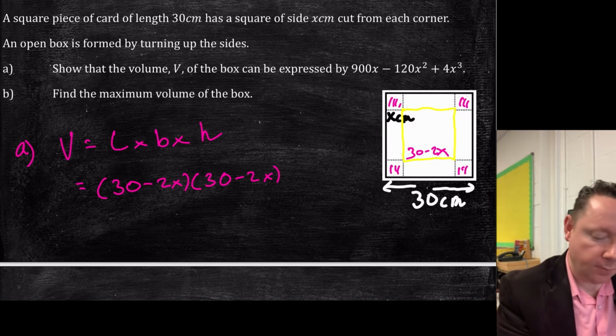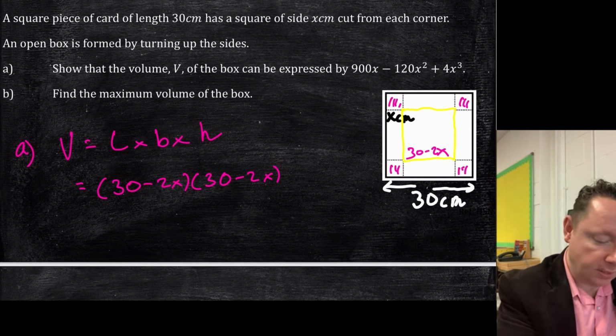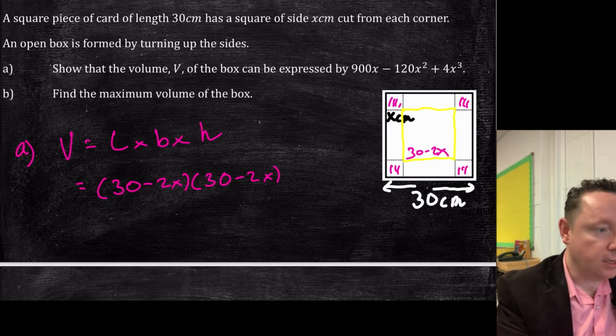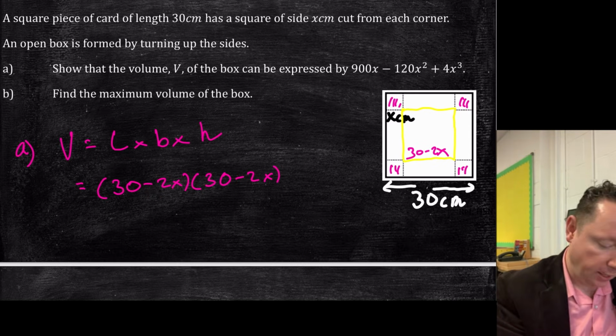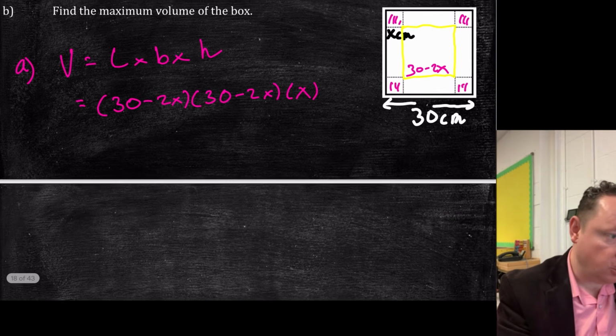And then, well, how high is the box? Well, if we're turning those bits up, and this length here that I'll highlight is x, then clearly the height of the box is just x. So we can just say times x. Now you can draw a picture to illustrate that if that's struggling to you.